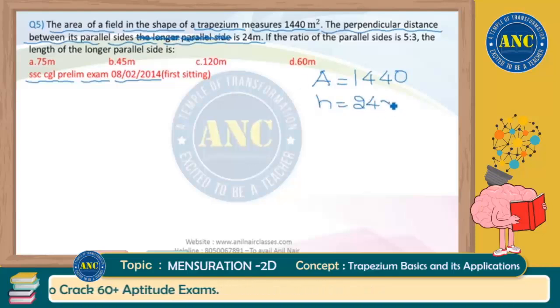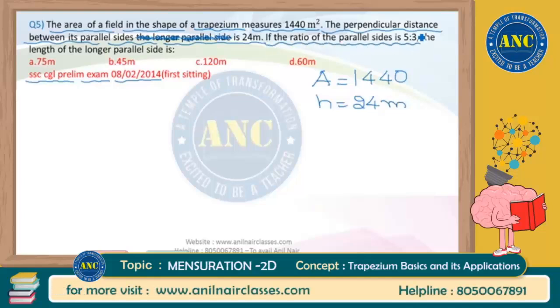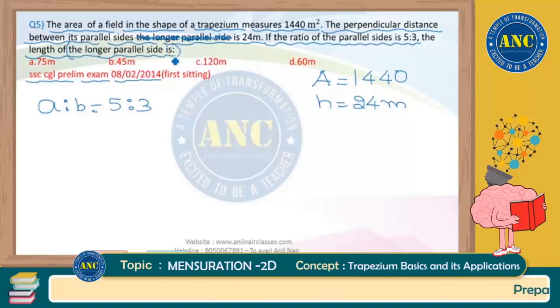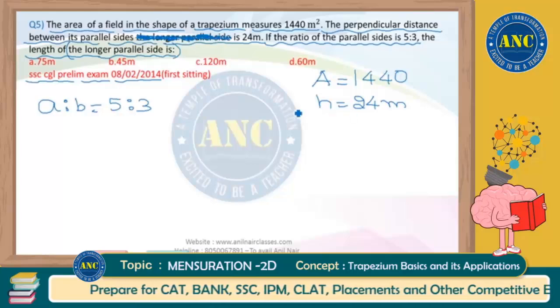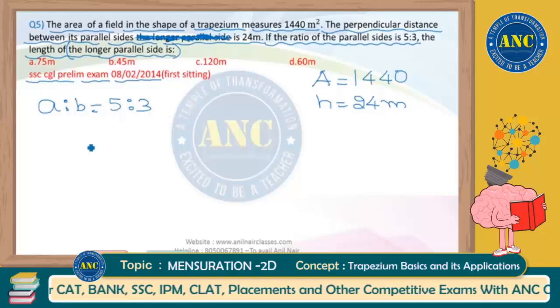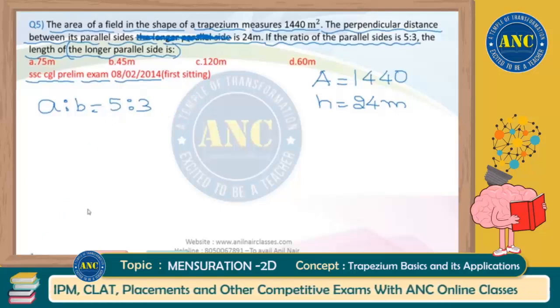Height is 24 meters. If the ratio of the parallel sides is 5:3, that means A is to B is given in the question as 5:3, then the length of the longer parallel side is, they have repeated here above by mistake. While typing they might have repeated it. Do not worry about it, I am scratching it. That means the longer parallel side is what I need to find in this question.